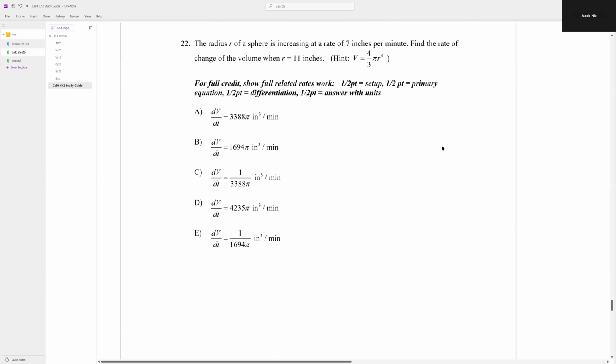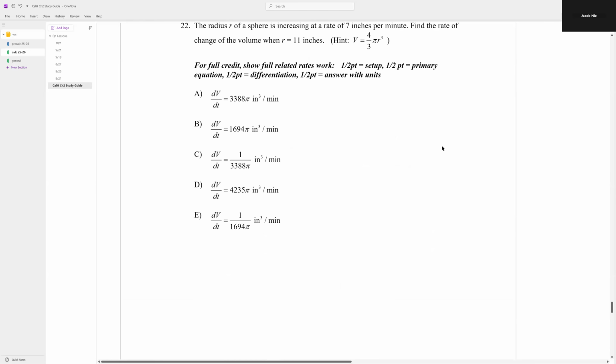All right, question 22, we're on to related rates. Radius is increasing at a rate of 7 inches per minute. Find the rate of change of the volume. All right, so let's show the full work. Remember, set up, and then write a primary equation, then differentiate, and write the answer with units.